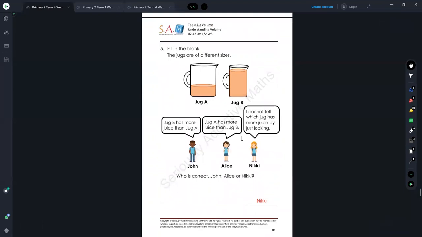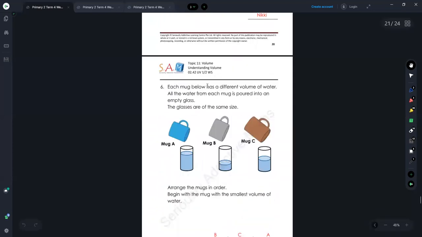Okay, who is correct here? All right, Nikki. Jug B has more juice than jug A. Jug A has more juice than jug B. They are of different size. The water level is different. Nikki is the one that said I cannot tell which jug has more juice by just looking. So Nikki is correct, right? Because you can't make a comparison like that, as the size of the container is different and the water level is different.